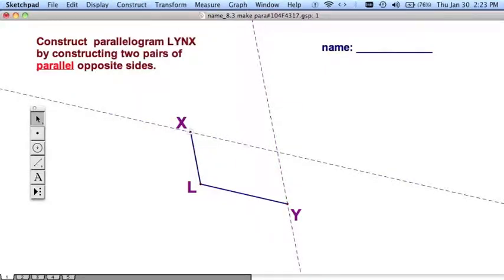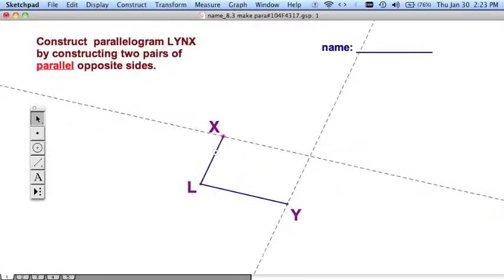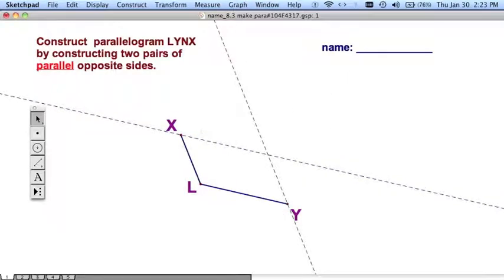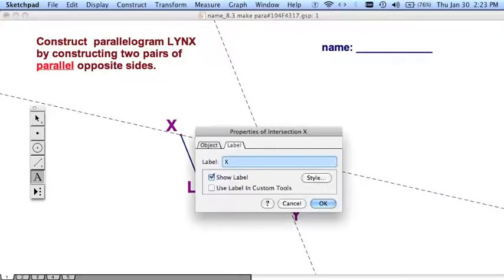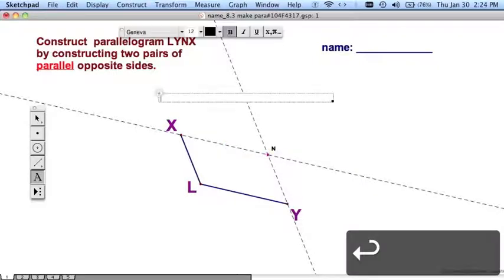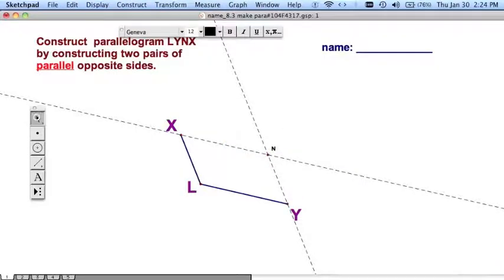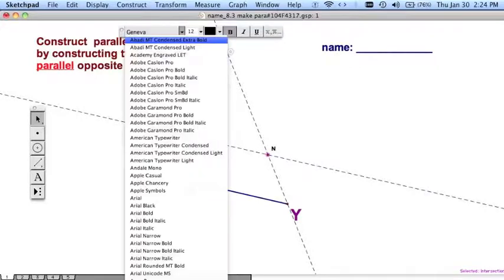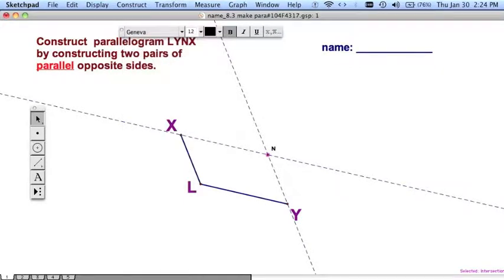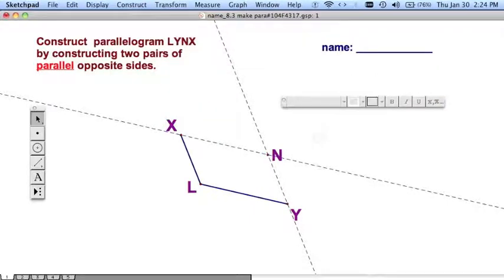This is the very definition of a parallelogram. Both pairs of opposite sides are parallel. Well, the point of intersection certainly must be N. So I snap on that, and it comes up X, so I change it to N. And now, if you double click here, you get this bar. We've got our text palette, and it always changes on me. Arial, you can try to choose an appropriate font. I was using 36.